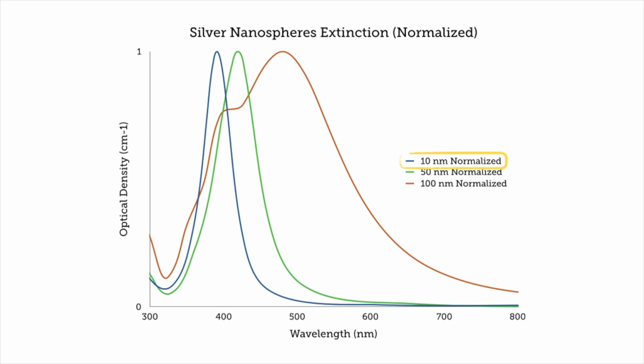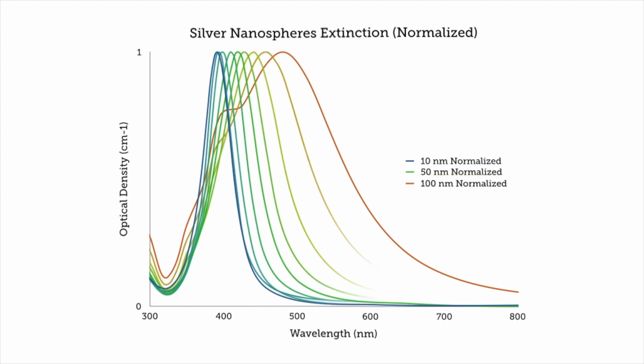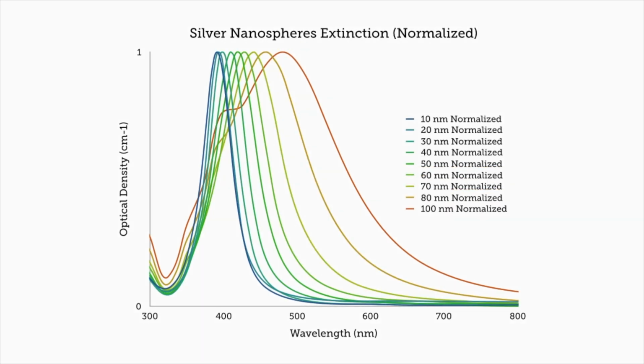As you can see, the smaller sizes are closer to the shorter blue wavelengths of light, so we call that blue shifted. The larger sizes are closer to the longer wavelengths of light, so we call that red shifted. Here's what we get if we add in all the sizes in between. You can see a clear progression of the peak absorbance toward the longer wavelengths as the size increases.